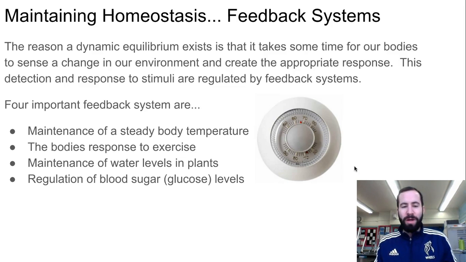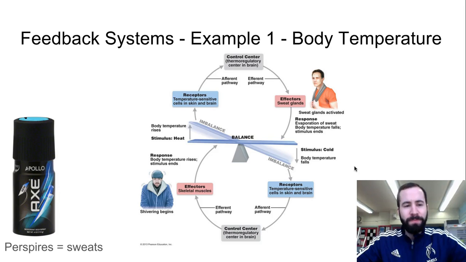So we're going to go through 4 classic examples of feedback systems in the next few slides. The first one is the maintenance of your body temperature. The second one is how your body responds to exercise. The third one is how plants regulate water. And the fourth one is how your body maintains its blood sugar levels.